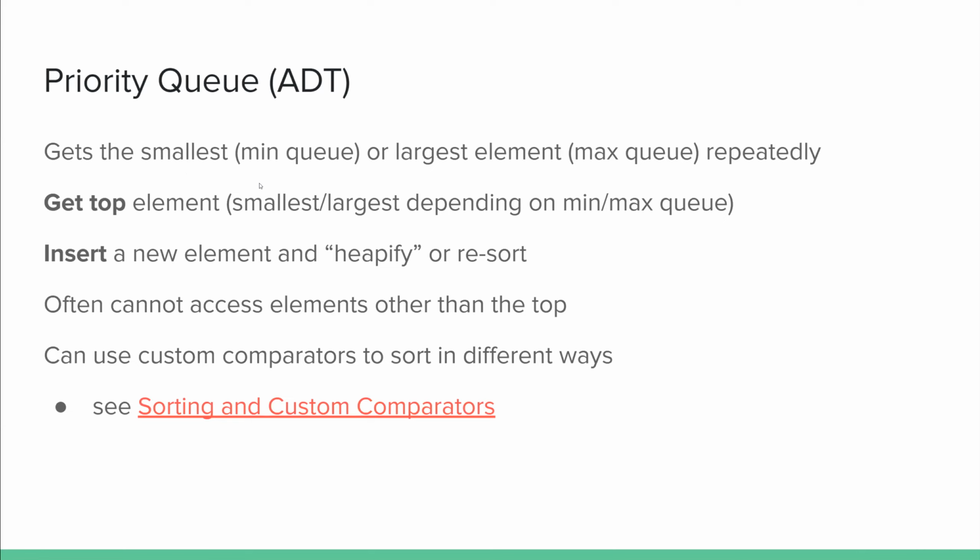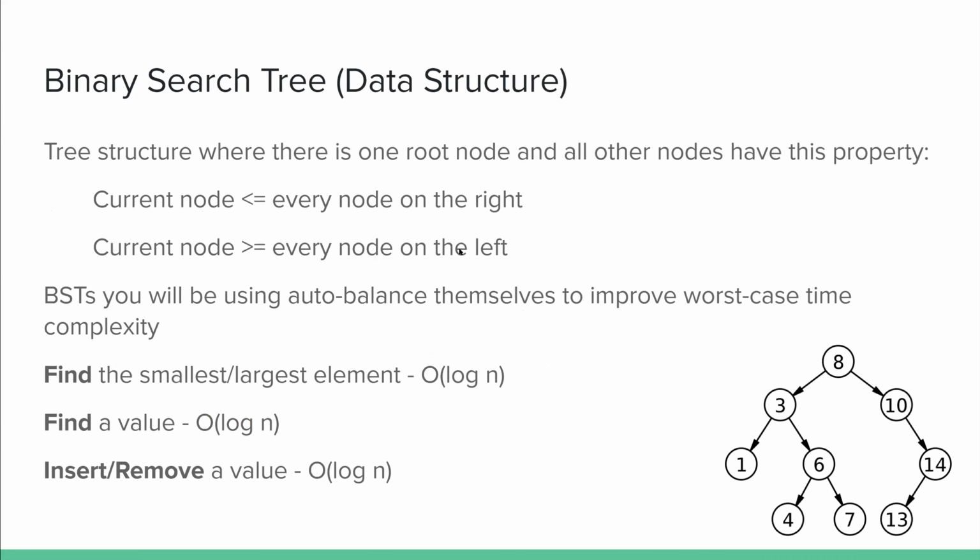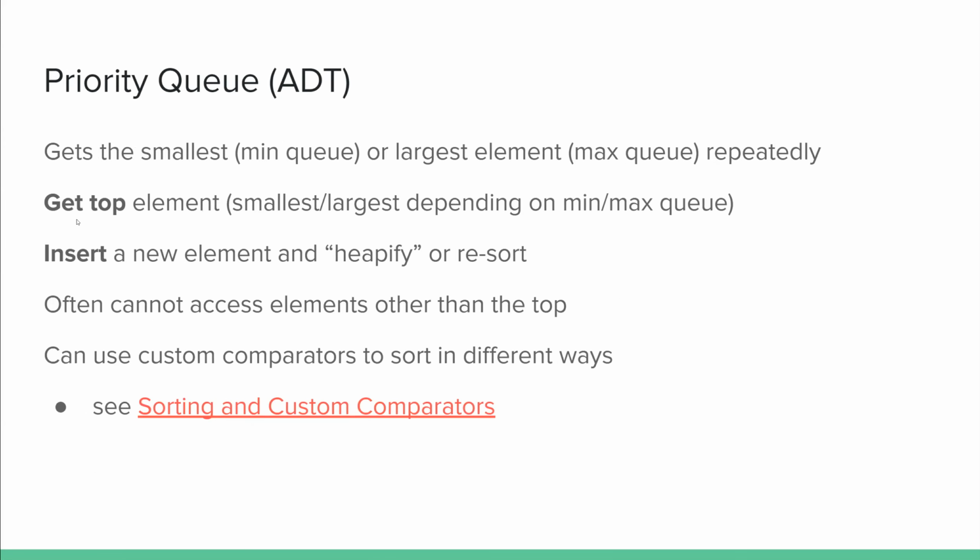So a priority queue is something that gets the smallest or the largest element repeatedly. If you're getting the smallest element, you call it a min queue. And if you're repeatedly getting the largest element, that's called a max queue. One implementation of that would be a heap data structure. And another one, you could use a binary search tree as a min queue or a max queue as well. So you need to get the top element, and you need to be able to insert a new element and resort.